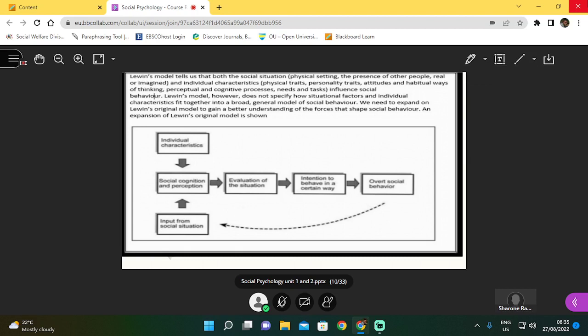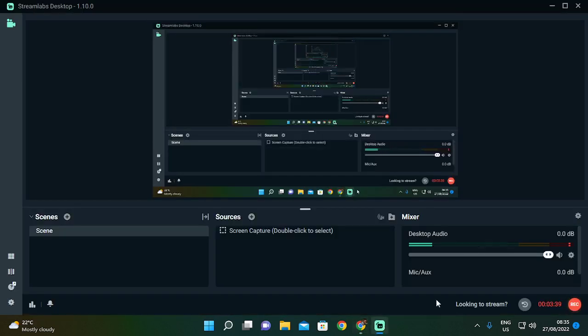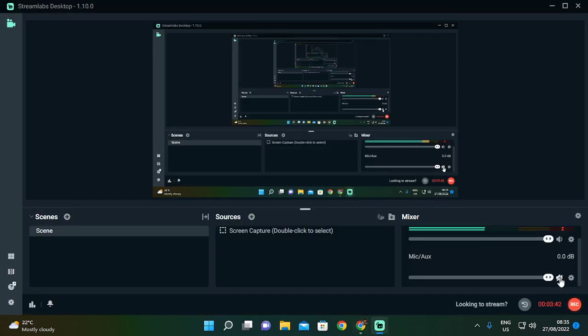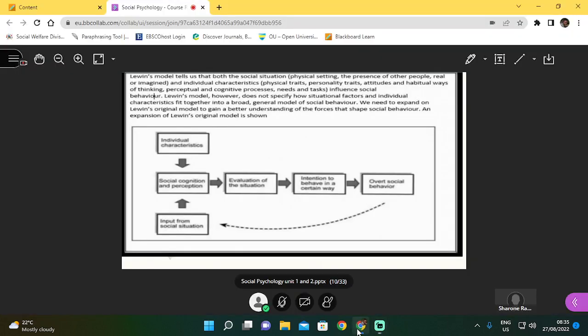Okay, so the overt social behavior, give me an example of overt social behavior. Talking. It is what we can see when a person is talking or slapping someone. So you're saying that somebody is speaking, right? Okay, let us say an example of overt social behavior is somebody speaking out loudly. Let me take your example.